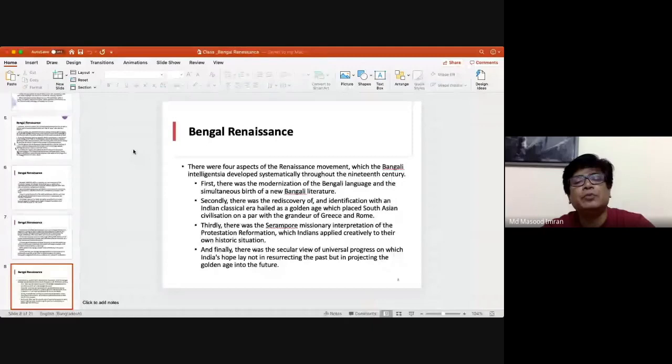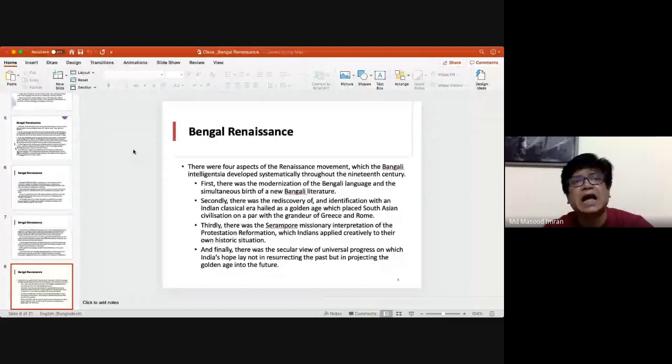Thirdly, there was the Srirampur missionary interpretation of the Protestant Reformation, which Indians applied creatively to their own historical situation. In European cases, they divided history into three eras: ancient, medieval, and modern. You know that the Protestant movement developed to protest the ideas of Catholic Christianity. This group also developed based on baptism. In Dhaka, you will find this type of churches: a Catholic church, a Baptist church, and also a Protestant church. So Protestants are a very reformist group.